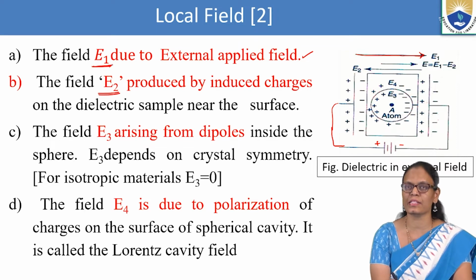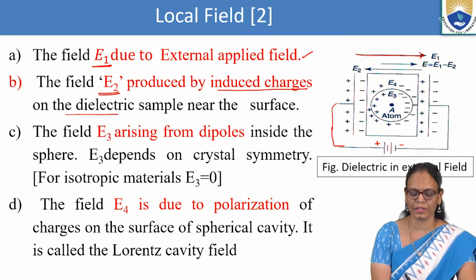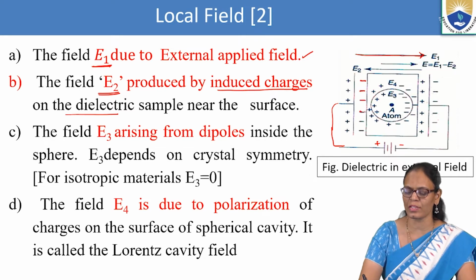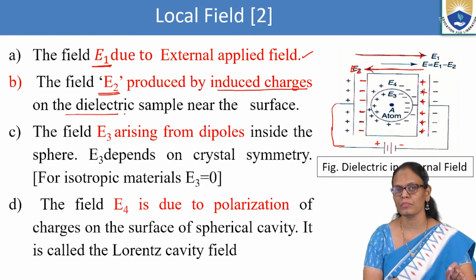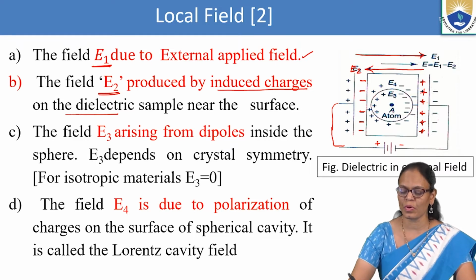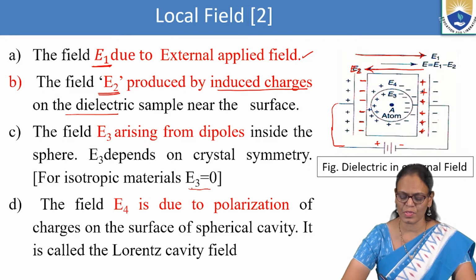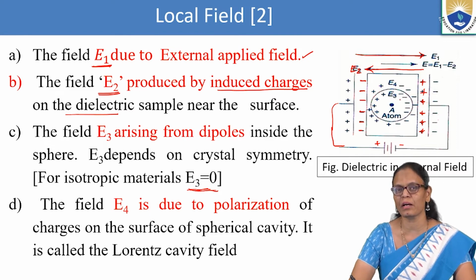E2 is due to the induced charges on the surface of the dielectric, and this gives rise to an electric field E2 pointing from positive to negative. Then we have field E3 arising from the dipoles inside the sphere. Depending on the crystal symmetry, for isotropic materials E3 is equal to 0, because of their symmetric nature.